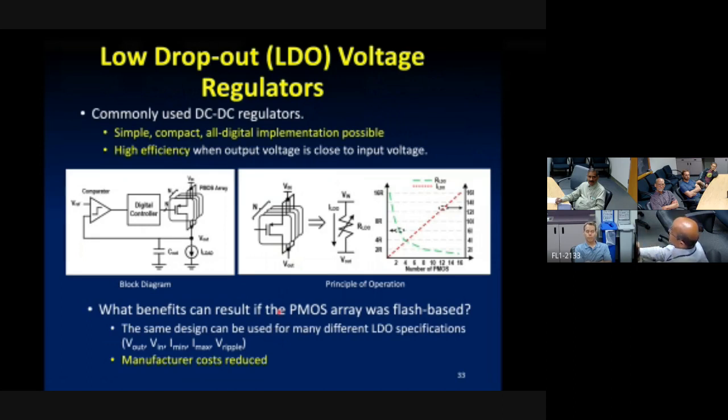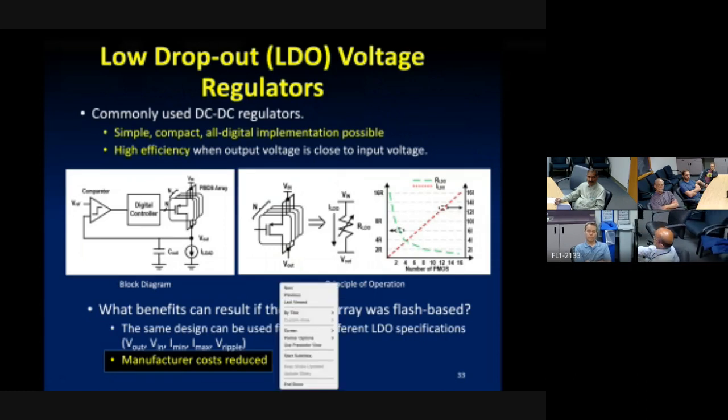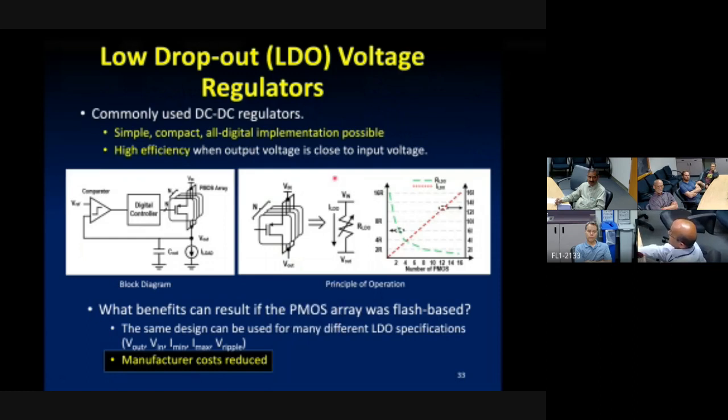That becomes a great deal for a manufacturer, because a manufacturer basically uses one generic design and can have a product offering of 10 different products of different values, so it reduces their cost. That's the gist of where we wanted to go with this.